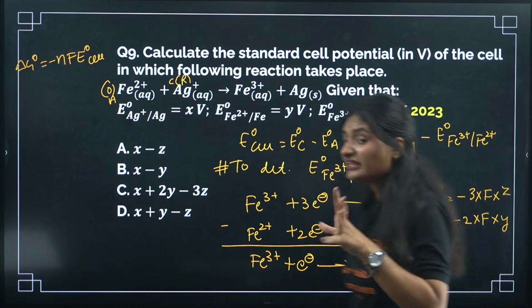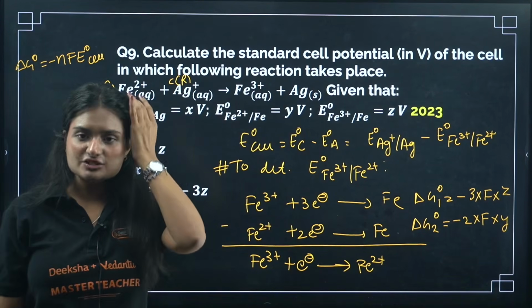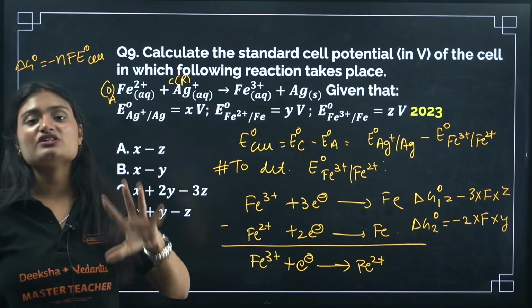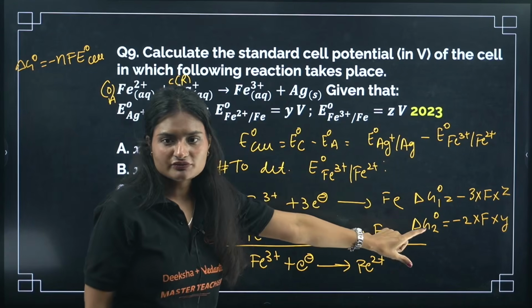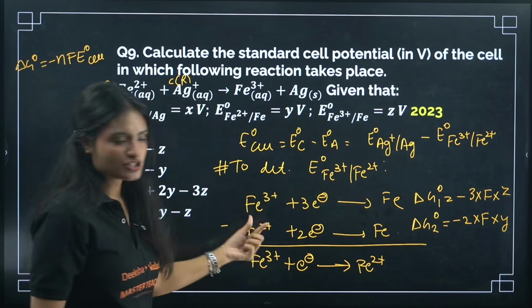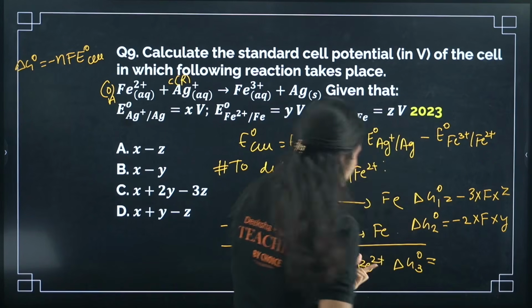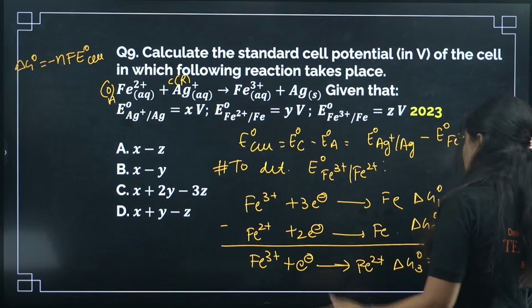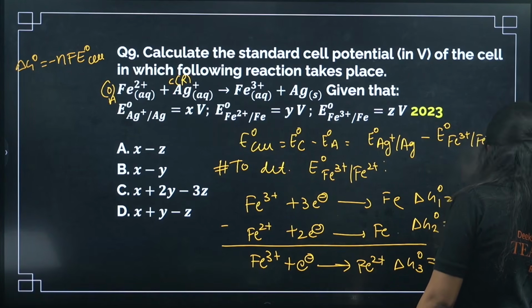Remember why we are doing this calculation with delta G naught? Because delta G naught is an extensive property and it is additive in nature, and since it has a relationship with E naught cell, that's how you can calculate it. So we have delta G1 naught and delta G2 naught. We subtracted these two equations to get delta G3 naught, which will be equal to minus 1 times F times E naught of Fe3 positive to Fe2 positive.